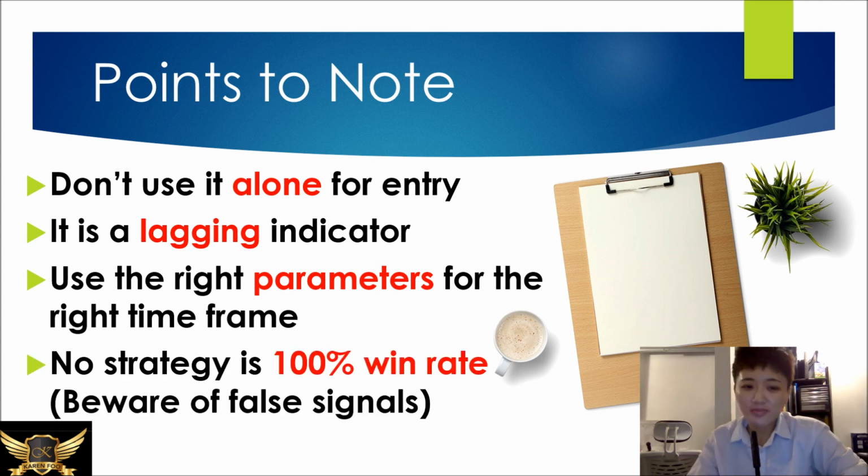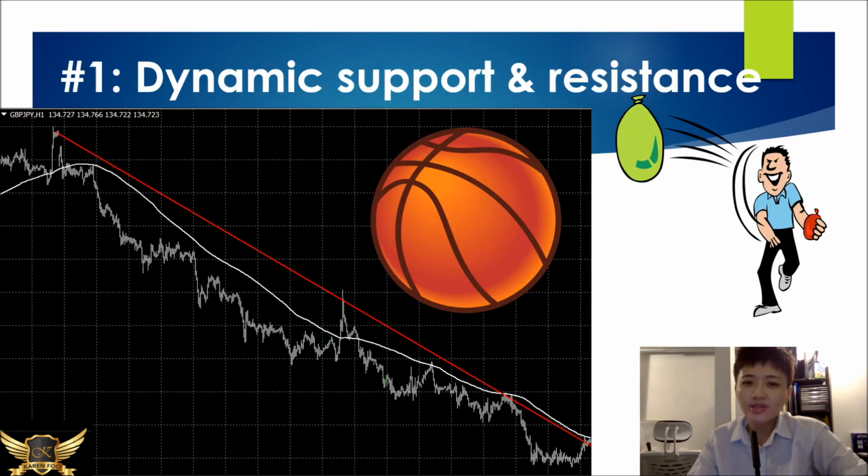Now the first function of moving average is that you can use it as a support resistance to be specific. Dynamic support resistance. So for example, if you throw a basketball to the ceiling, it's going to bounce back down. If you throw a basketball down to the floor, it's going to bounce back up. So you just pretend that your moving average is like a floor and a ceiling. And then you treat your price as your basketball.